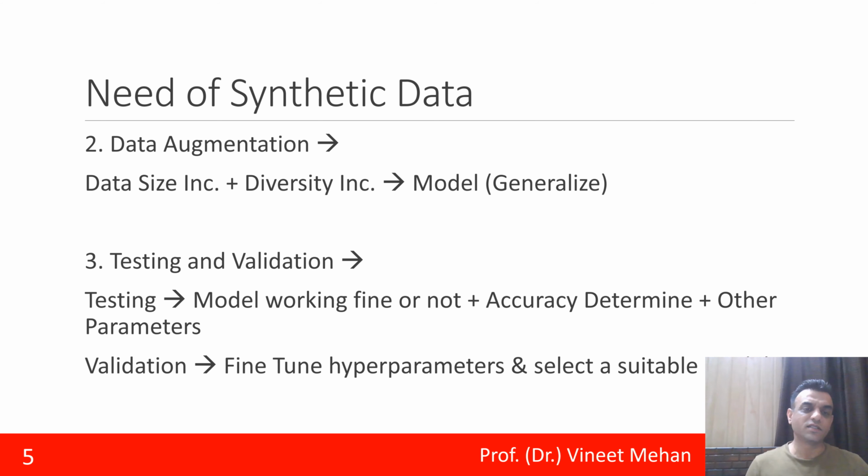Then the third need is testing and validation. You want to test your model. Your model is working fine or not. Accuracy is okay or not. Other parameters are to be observed. So for that purpose also synthetic data can be used. Similarly, for validation purpose, that is for fine tuning hyperparameters and for selecting a suitable model, this synthetic data could also be used. So these are the three needs of synthetic data: privacy, second data augmentation, and third testing and validation.